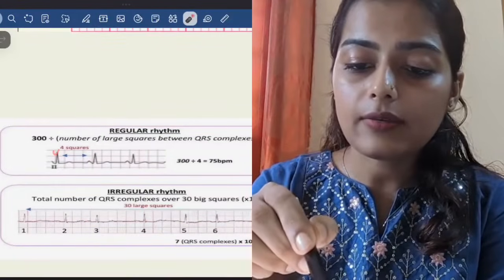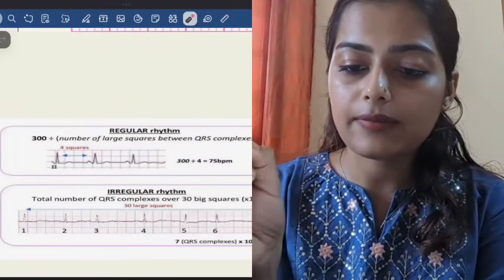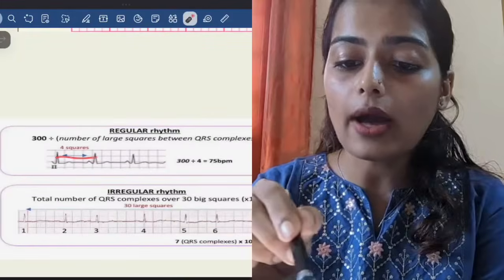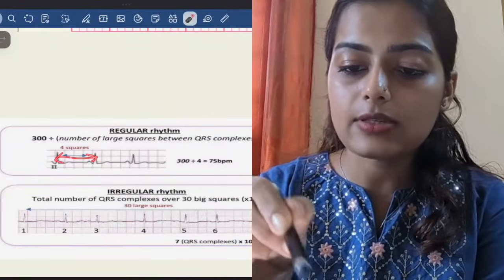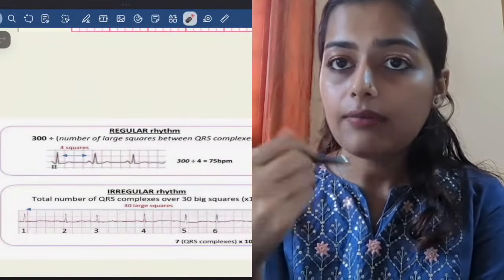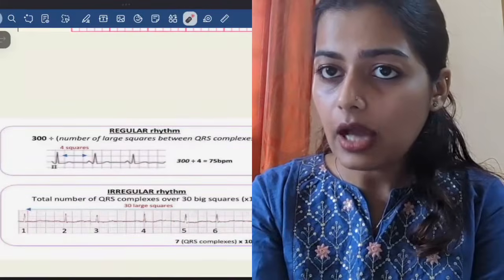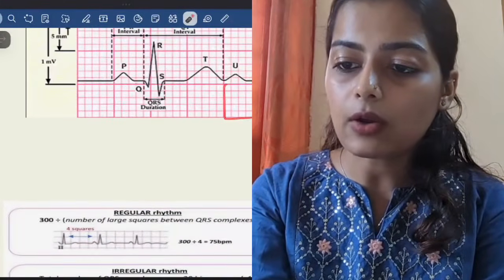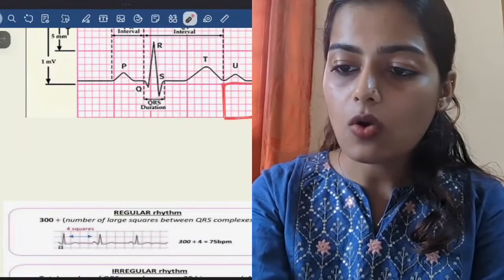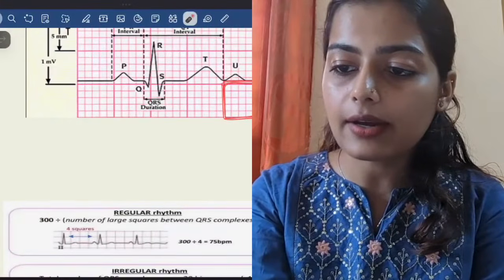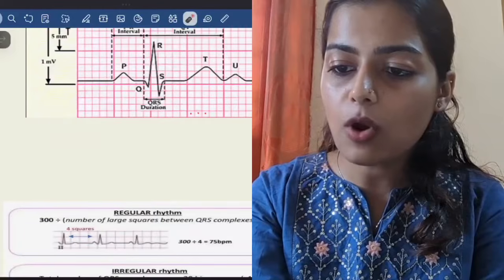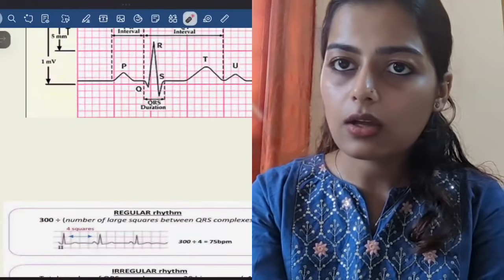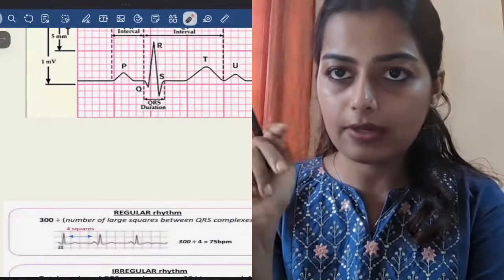So what is the RR interval? This is an R wave, this is an R wave. The distance between these two R waves is called an RR interval. We can take the RR interval according to the number of big squares that I told you before, or you can take the RR interval as the number of smaller squares. According to that, we have two different formulas.